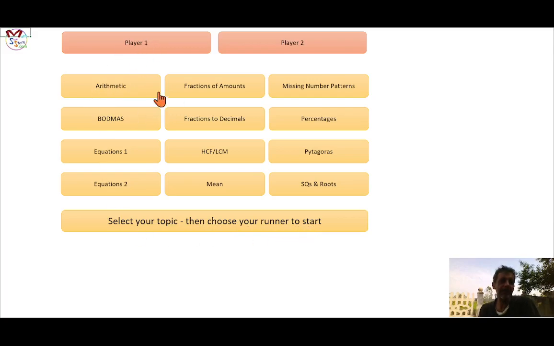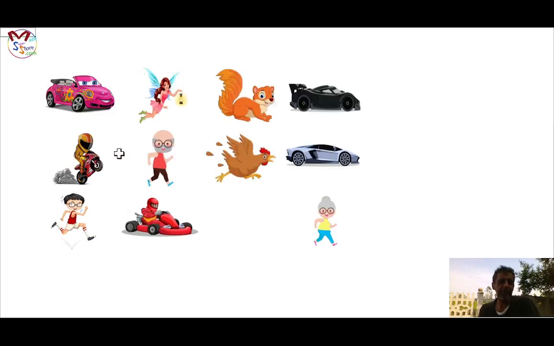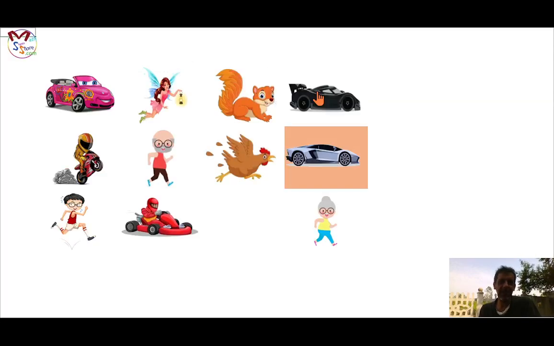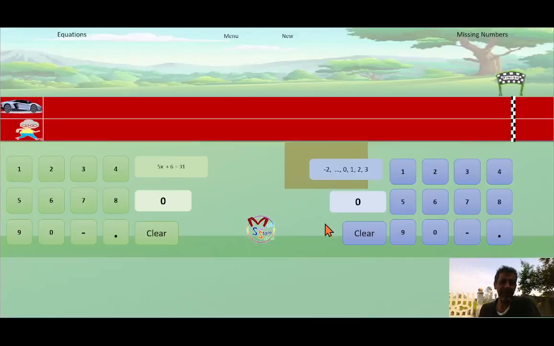So player 1, I'm going to select equations 1. And now you select your runner. Who do you want to be? I'm going to be the fast car, almost like a Lamborghini. And so player 1 is doing equations 1, player 2 is going to do missing number patterns, and we're going to be the old lady.